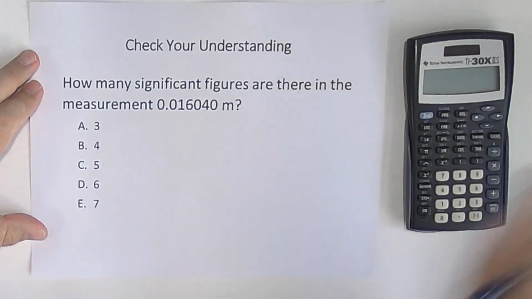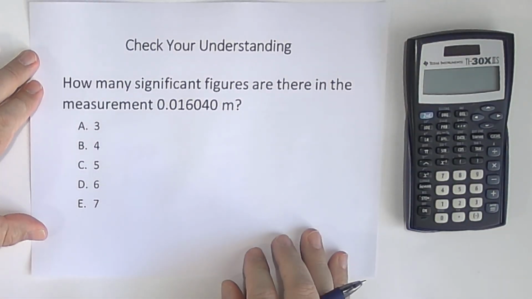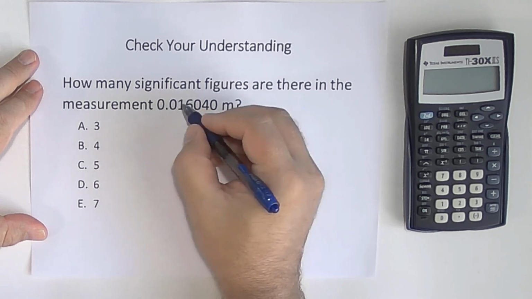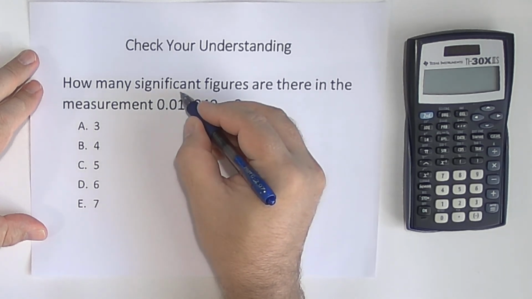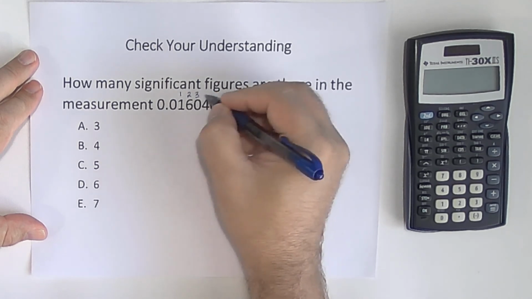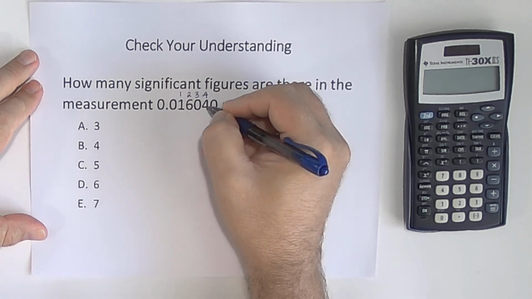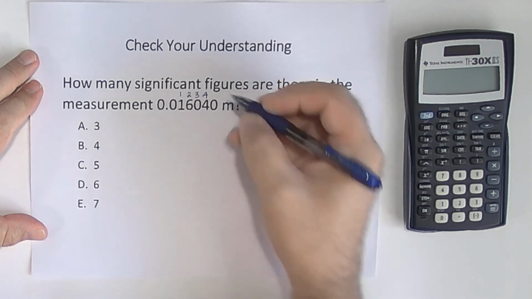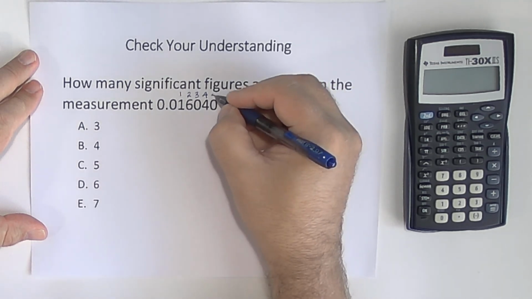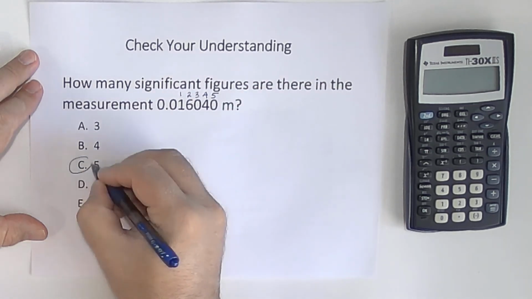Okay. So go ahead and check your understanding. Pause the video for a minute and answer this question. Okay, so first non-zero digit, the 0.0 don't count. 1, 2, that's an interior 0, 3, 4 for a non-zero digit. This is a trailing 0. We look to see if there's a decimal point. If there is a decimal point, it's significant. 5. The answer here is C.